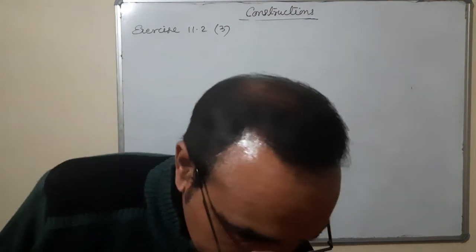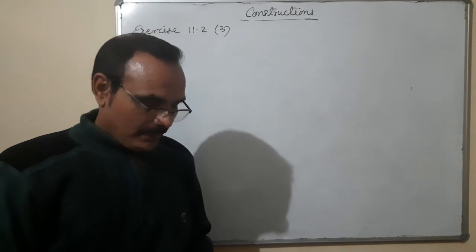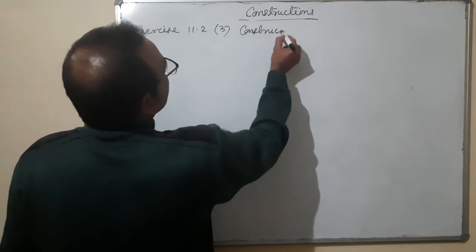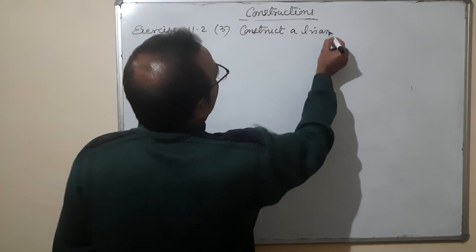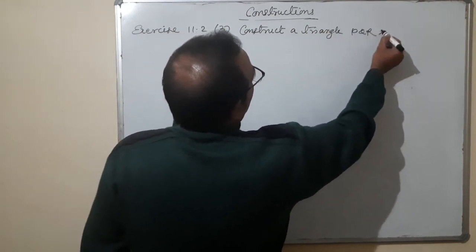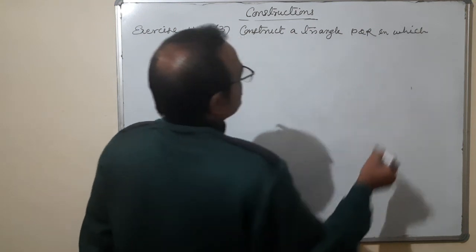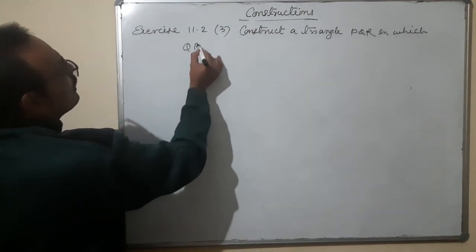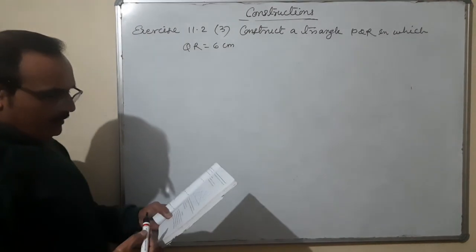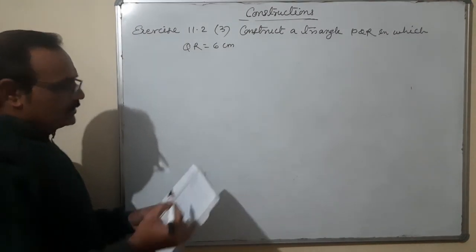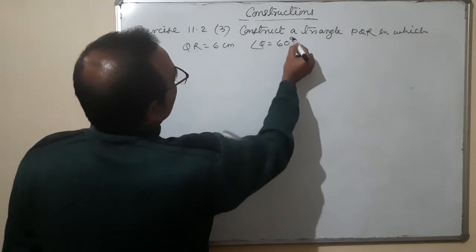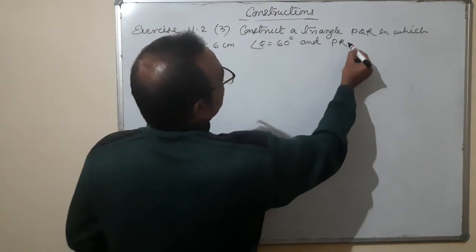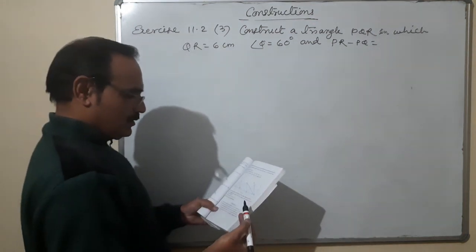Third question of it. Construct a triangle PQR in which QR is equal to 6 centimeter, angle Q is equal to 60 degree, and PR minus PQ is equal to 2 centimeter.